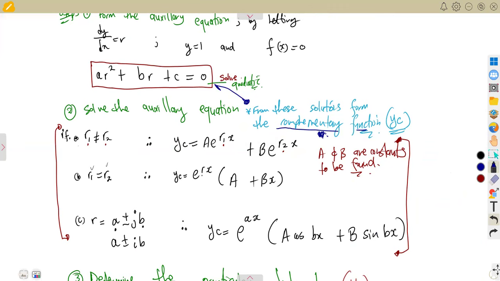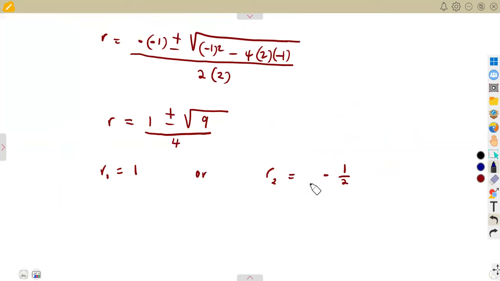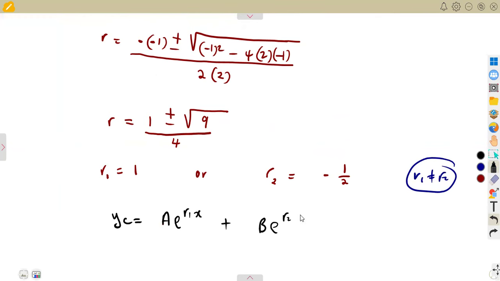Each and every part is going to have its own. These ones that we are having here, they are not the same. This one is 1. This one is negative 1 over 2. R1 is not equal to R2. So in that case, we saw that the complementary function, if they are not the same, is going to be given in the form of e to the exponent of R1x plus b e to the exponent of R2x.